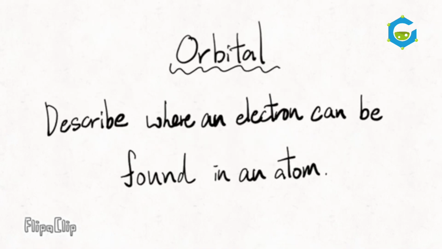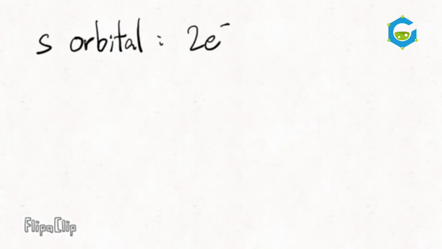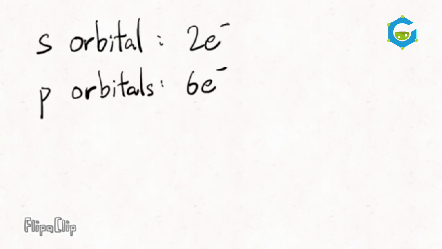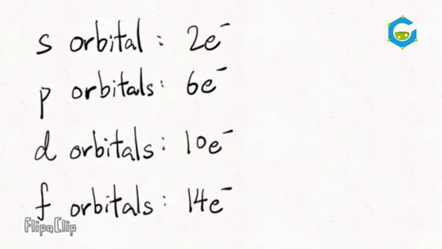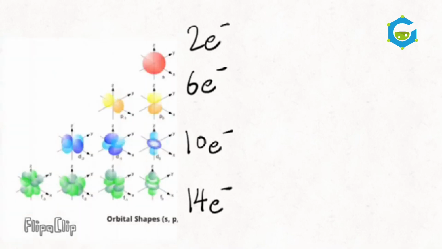Orbital describes where an electron can be found in an atom. There are different kinds of orbital. For s orbital, it can hold 2 electrons. For p orbitals, they can hold 6 electrons in total. For d orbitals, they can hold 10 electrons in total. For f orbitals, they can hold 14 electrons in total.